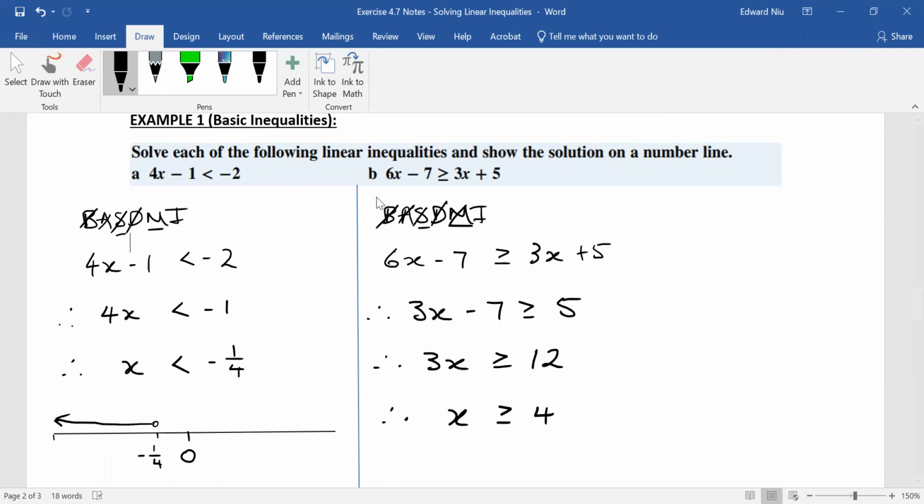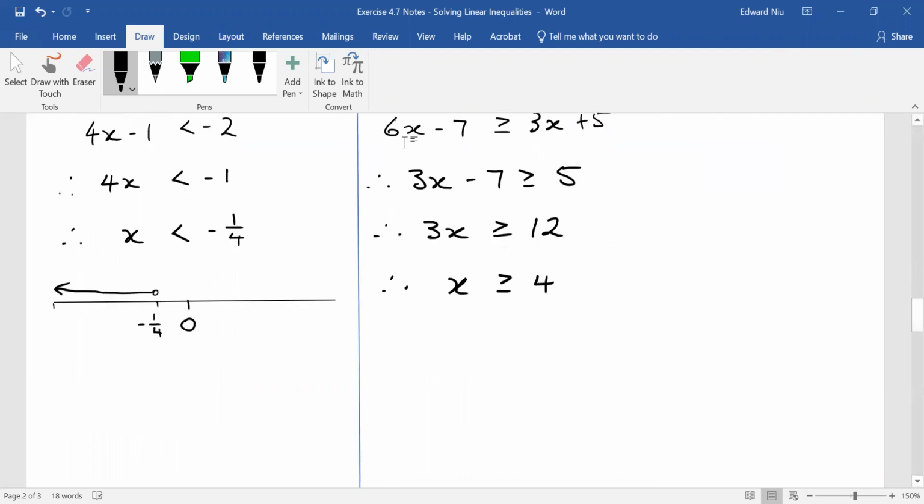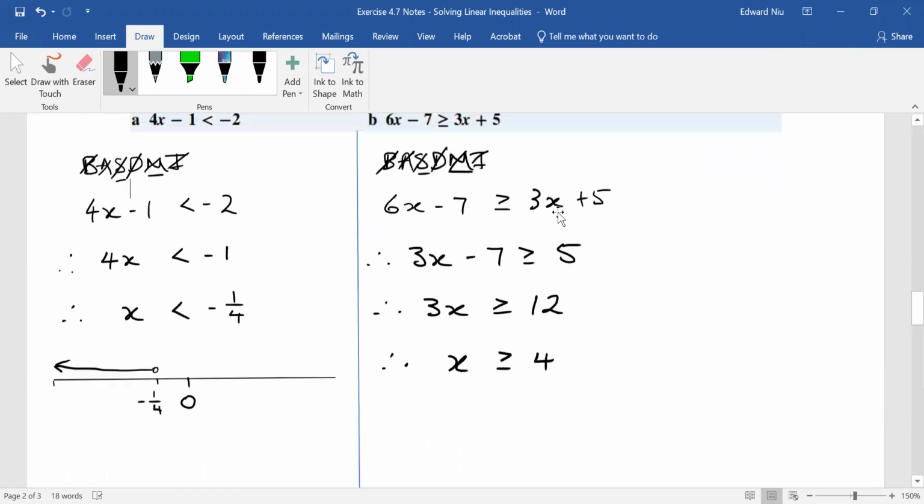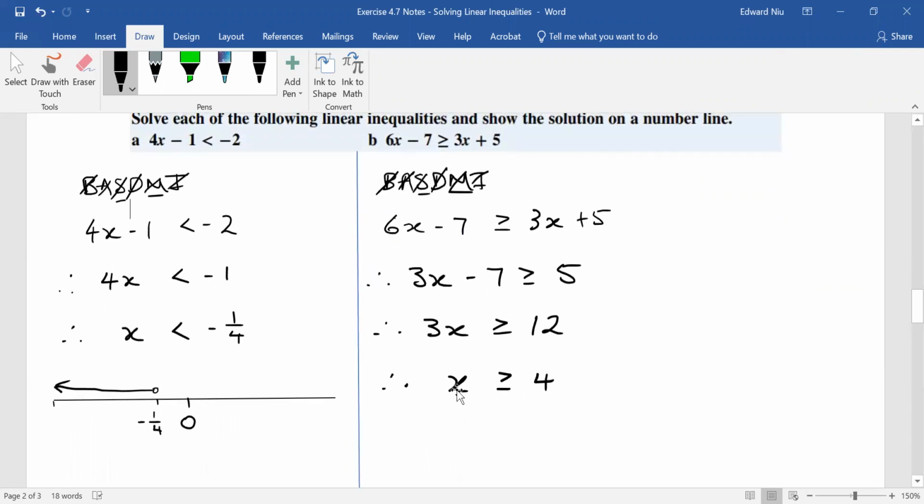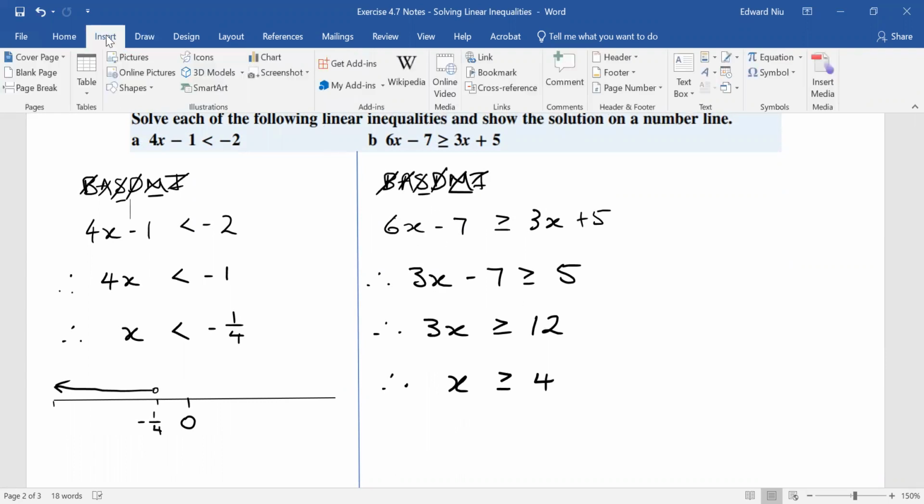And we have no indices in either equation. So once we've got our answer, we know for this inequality to hold true, x needs to be 4 and higher, and we need to draw a number line. So let's put our number line in like so.